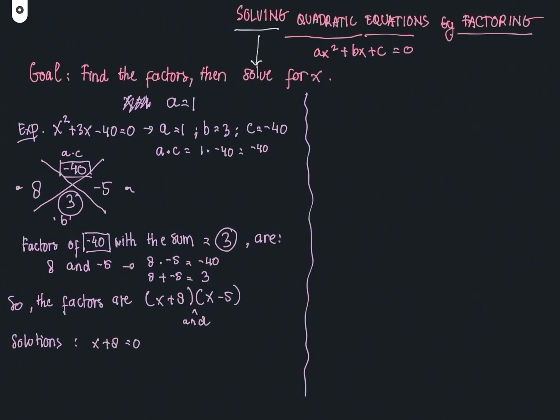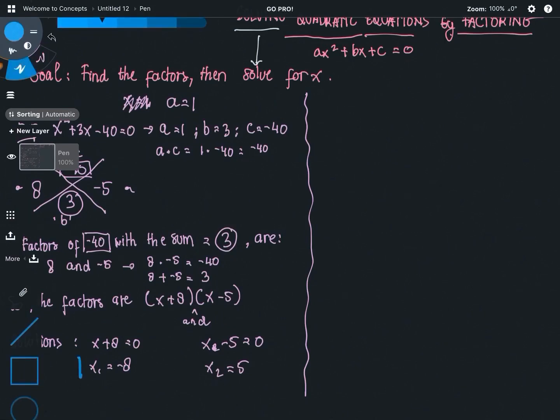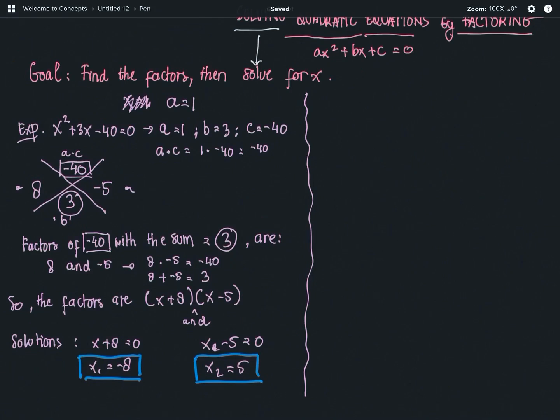So x plus 8 for the first factor will yield the first x solution equal to negative 8, and the second factor x minus 5 gives x equals 5.